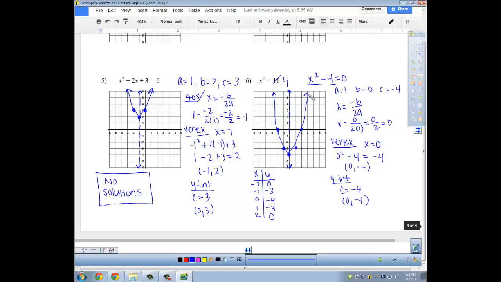It's going to look like that. And again, your solution is, where does it hit the x-axis? It hits the x-axis at negative 2, 0 and at 2, 0.